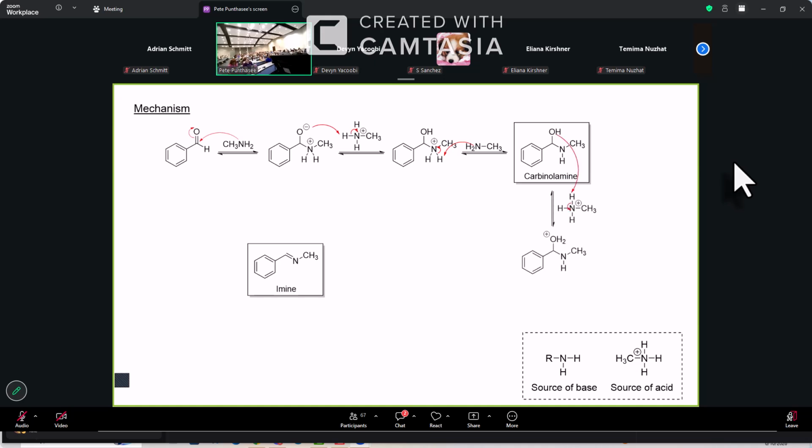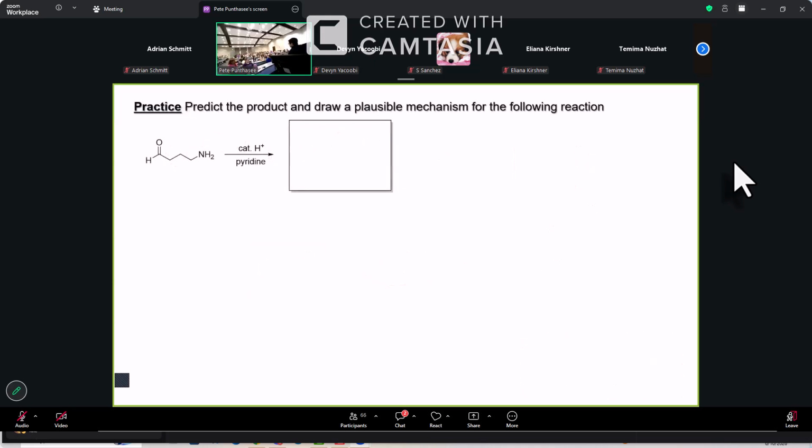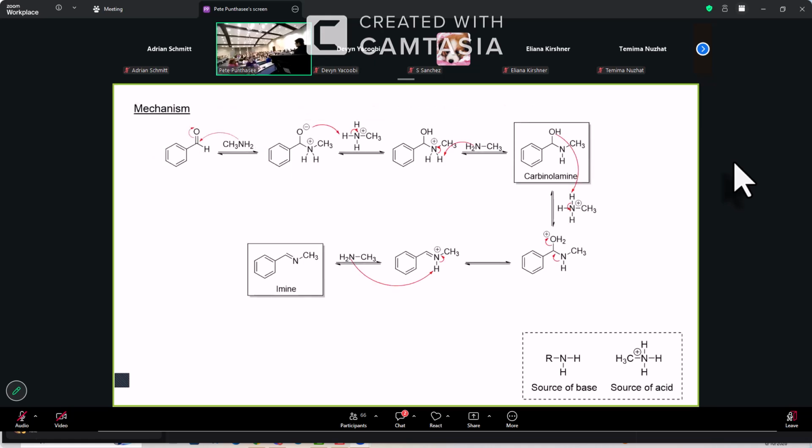Guess what happens next? Loss of leaving group. How do I kick out that water? Use the lone pair on the nitrogen. Good job. Kick it out. And then deprotonation. See that? It's the same step. Same thing. Same cycle. All right, your turn. Go to the handout. You're going to see this. Same thing. I'm going to keep this up right here so you can compare and contrast. This will guide you. Let's go.